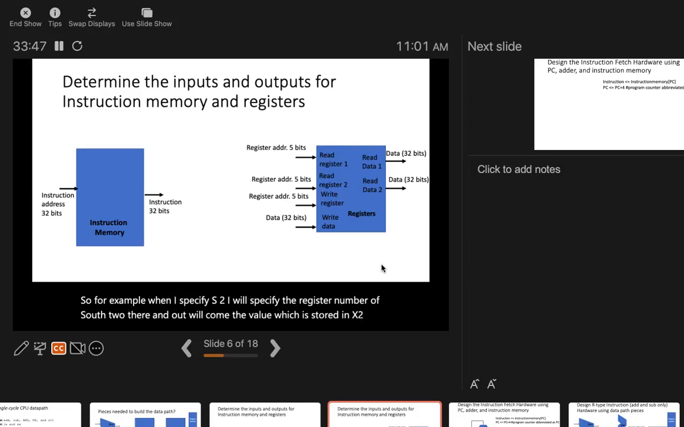Similarly, I need to specify the register number of RT. For example, in this case, it's S3. When I specify the 5 bits code for S3, out comes the value of S3. Your register file should be able to spit out the data, right? And how does it do that? You specify the register numbers and it will spit out the data for you. So you specify 2 register addresses, RS and RT, and out come data 1 and data 2.